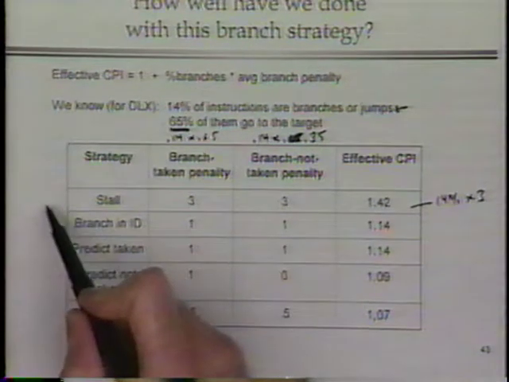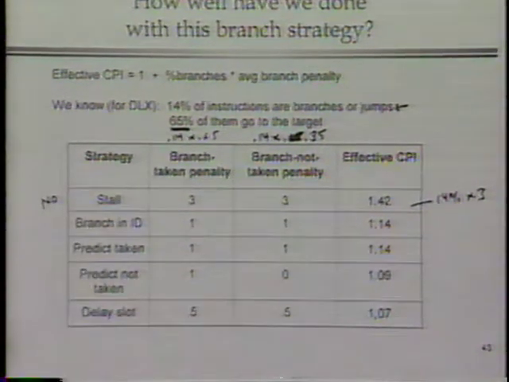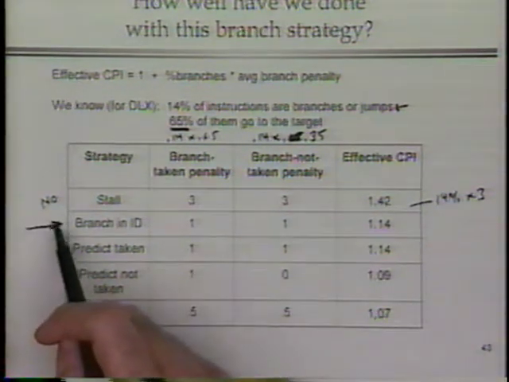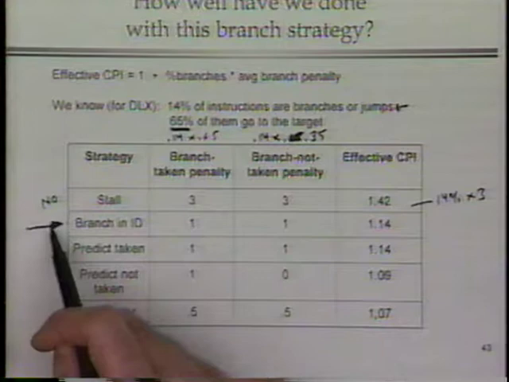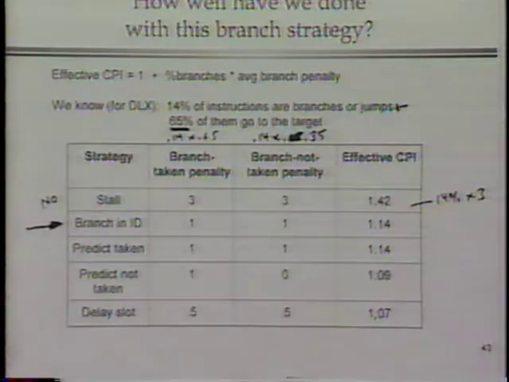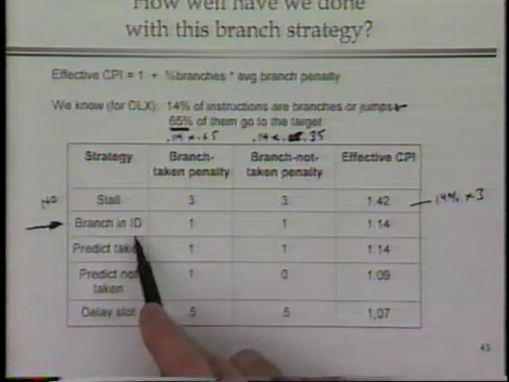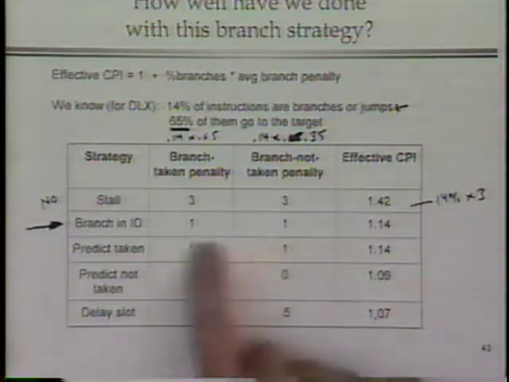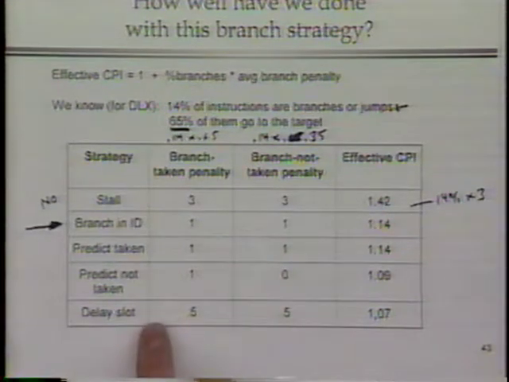Well, stall we clearly didn't do, and that was a bad thing to do. It was going to give us a 3-cycle penalty, so we decided we've got to find a better way. We decided that by moving the branch decision logic, both the target address computation and the decision making for whether conditional branches can branch, into the ID stage was a great thing to do. We could do it without much additional hardware. It cost us a single-cycle penalty in both cases.